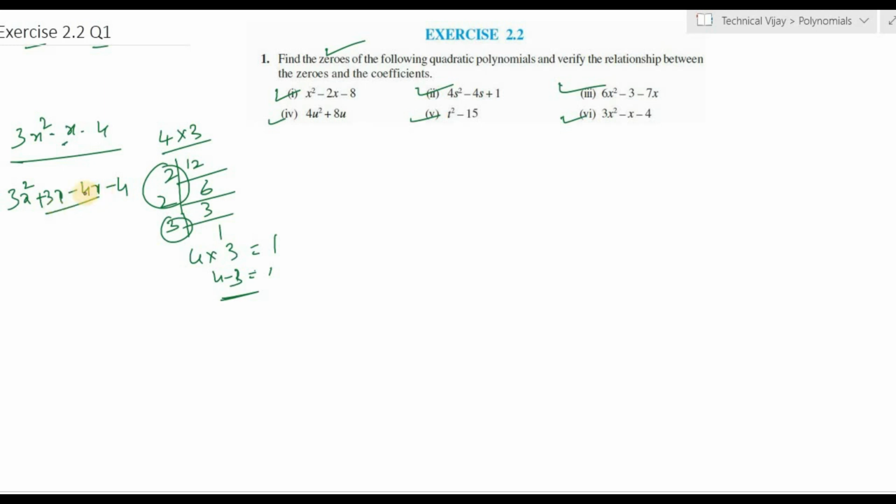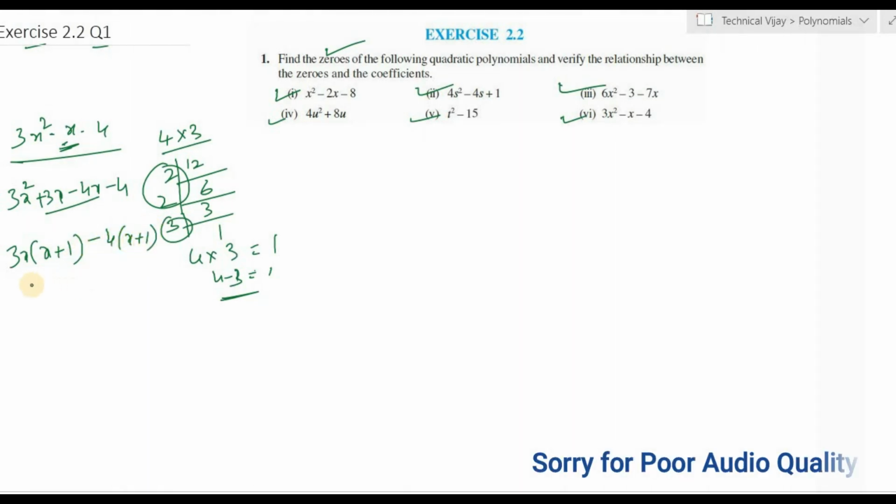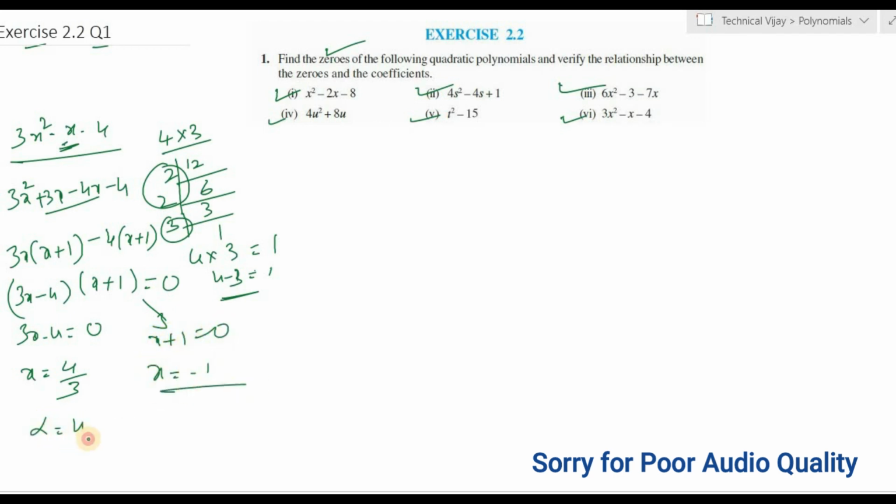Because 3x minus 4x will be minus x. So from 3x we take x common, and from the remaining terms we take x plus 1 common. So (3x minus 4)(x plus 1), both factors multiplied equal 0. 3x minus 4 is equal to 0, so x is equal to 4 divided by 3. And x plus 1 is equal to 0, so x is equal to minus 1. So alpha is equal to 4 by 3 and beta is equal to minus 1.